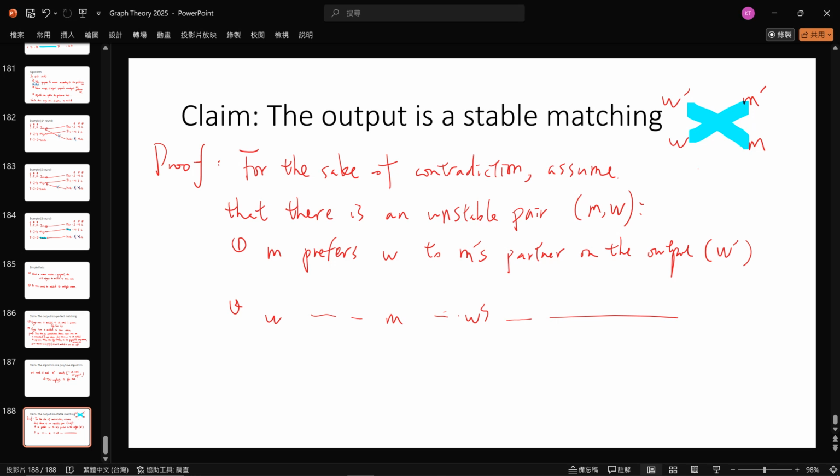Well, not necessarily. It may be the case that when M proposes to W, W indeed accepts the proposal from M. But in the future, W may reject M.